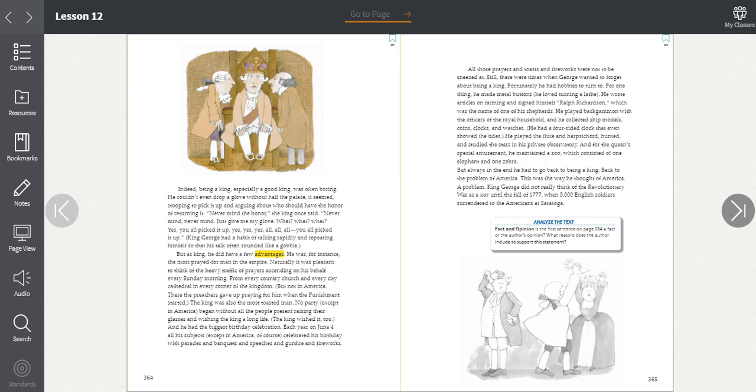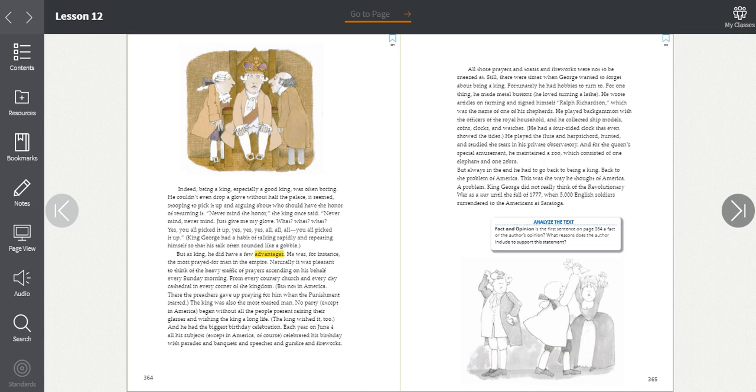Still, there were times when George wanted to forget about being a king. Fortunately, he had hobbies to turn to. For one thing, he made metal buttons. He loved turning a lathe. He wrote articles on farming and signed himself Ralph Richardson, which was the name of one of his shepherds. He played backgammon with the officers of the royal household, and he collected ship models and coins and clocks and watches. He even had a four-sided clock that even showed the tides.